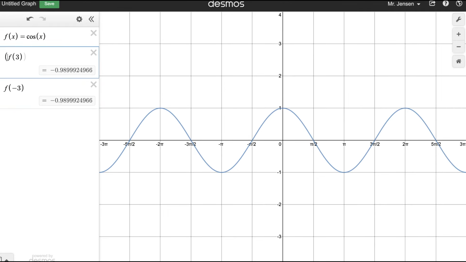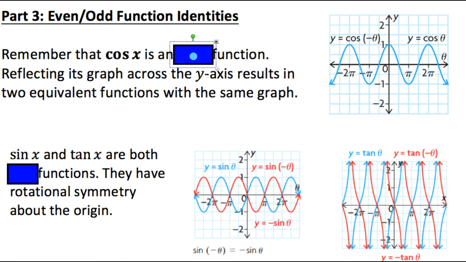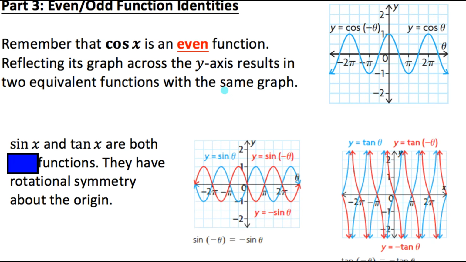Because if I were to plot the points for when x is 3 and when x is negative 3, notice they have the exact same y value. And that'd be true for any x value I picked. So let's say I picked 5. That means if I also pick an x value of negative 5, the points would be at the exact same y value. And notice that they are. The y values are both 0.284. So here it says cosine is an even function; reflecting its graph across the y-axis results in two equivalent functions with the same graph. What about sine x and tan x though?